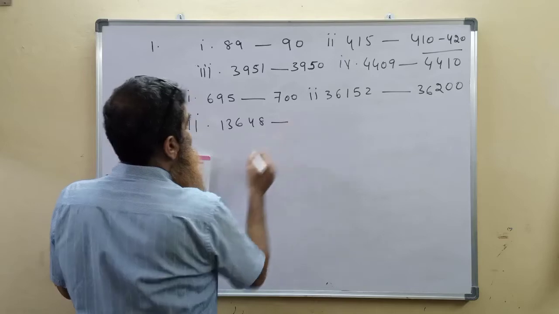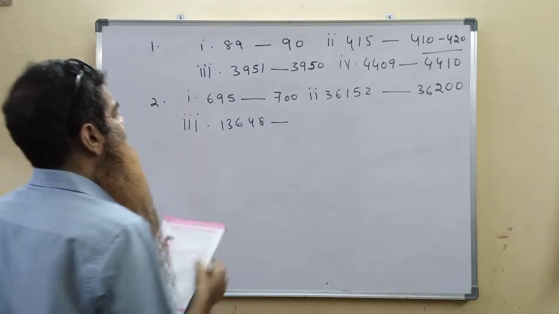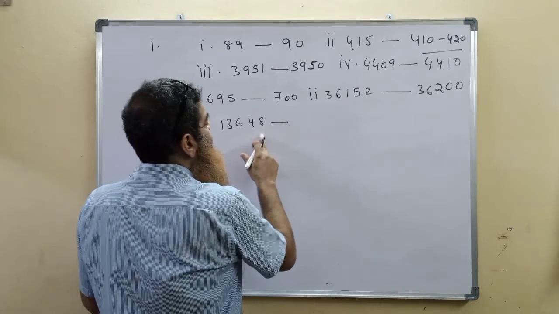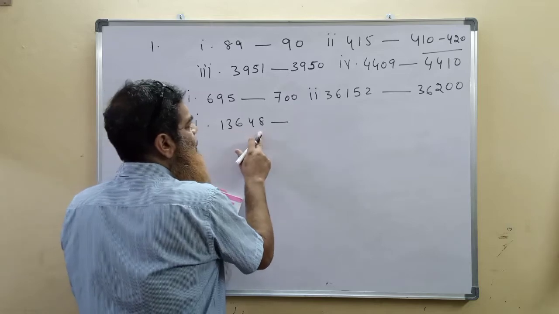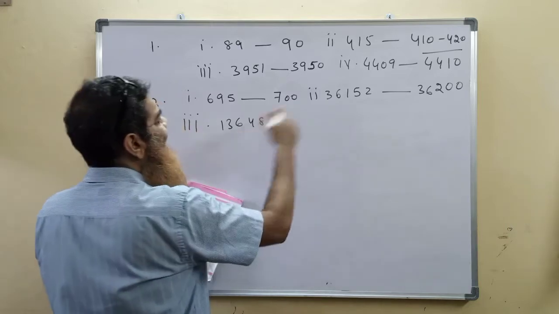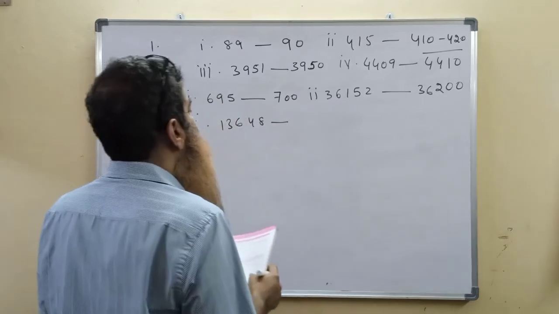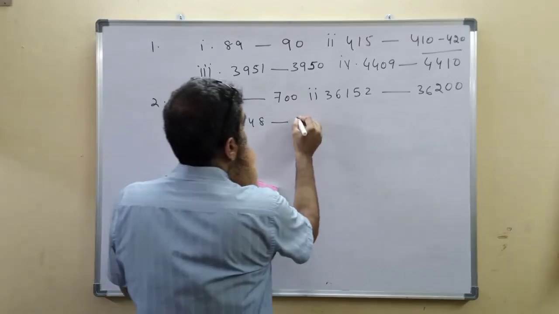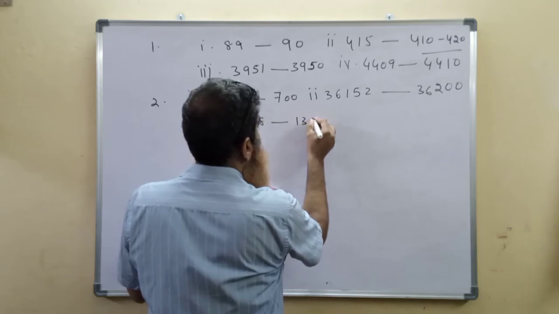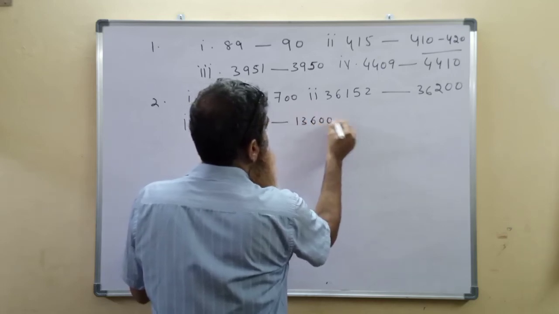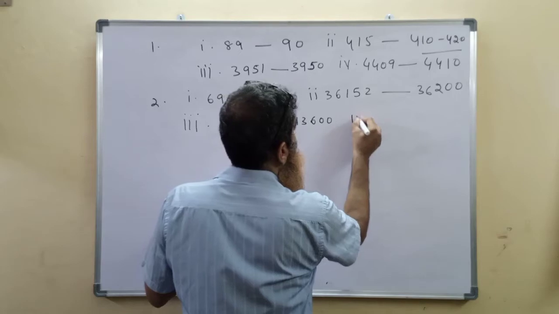Then the third one, 13,648. 48 is near to 600. 648 is near to 600 rather than near to 700. It is farther from 700. So we need to subtract that 48 from 13,648 to make it 13,600.